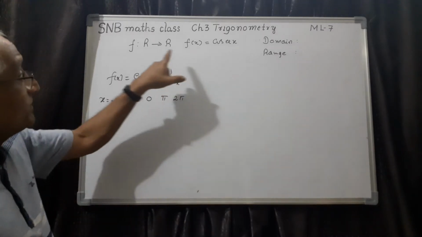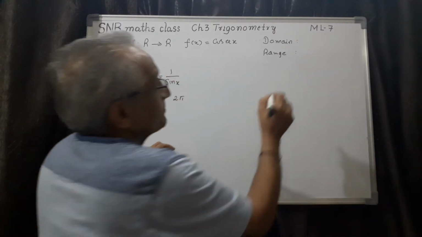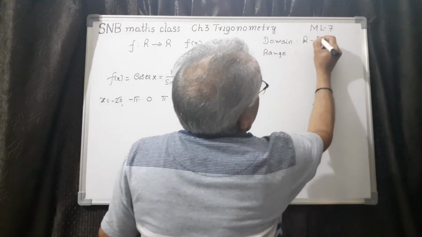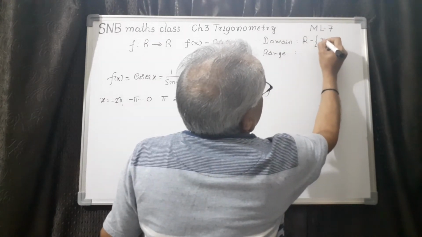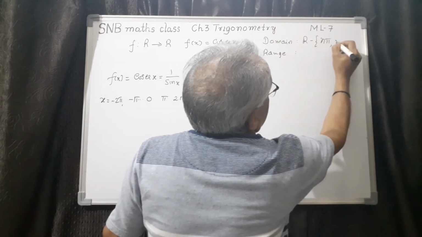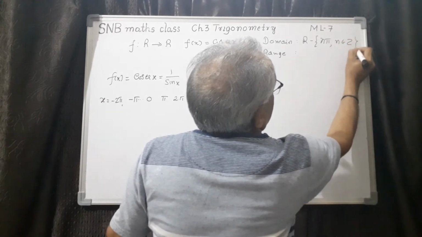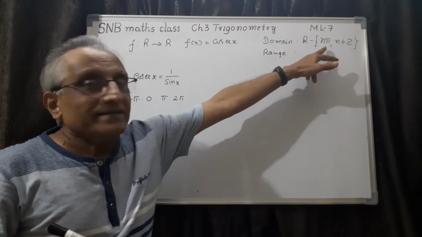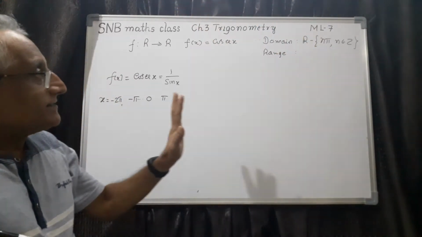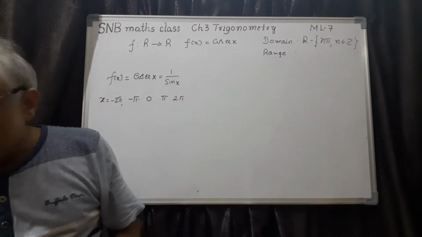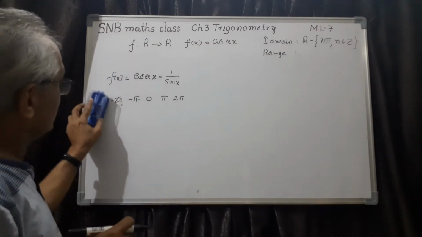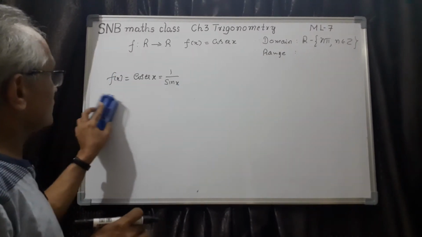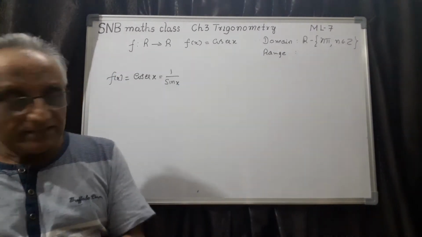So what is the domain of this function? Therefore it is R minus n pi, where n belongs to Z. This is what I have to do. So now when I want to draw the graph, I have to be careful with these points. Similarly, I have to decide the range of the function. That means what maximum value and what minimum value cosecant x can take. So this is the thing.